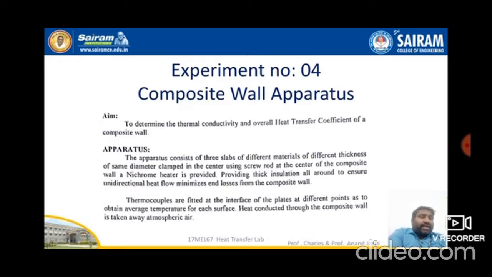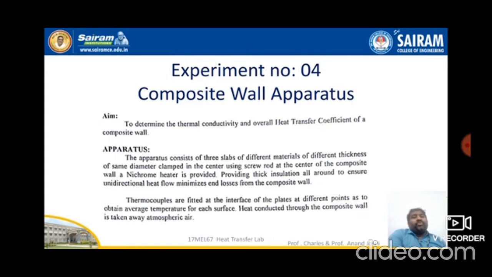So the apparatus is designed in such a way that at the center of the slabs a nichrome heater is provided, through which the heat is supplied. There are three slabs of different materials with different thickness, of the same diameter, clamped together with the heater provided centrally. This ensures unidirectional heat flow and minimizes losses from the composite wall.